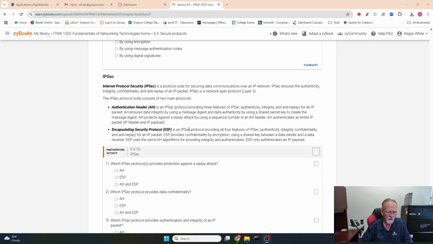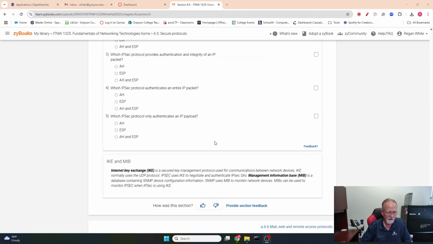Encapsulating security protocol is an IPsec protocol providing all 4 features: authenticity, integrity, confidentiality, and anti-replay for a packet. It provides confidentiality by encryption using a shared key between sender and receiver. It uses the same AH algorithm for providing integrity and authentication as does authentication header, and it only authenticates an IP packet. That's all it authenticates. Just those kind of packets.